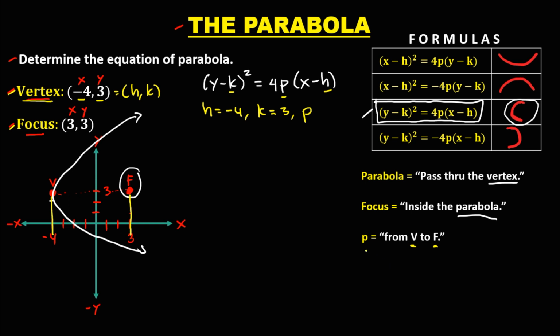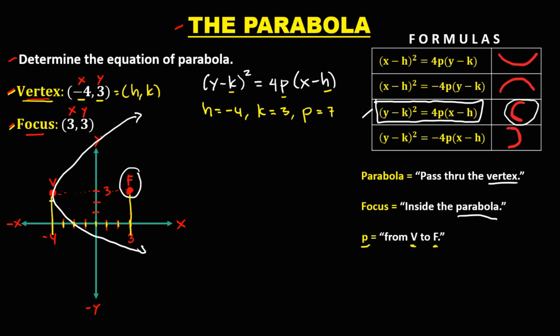So to find p, we're going to use the counting method, and in counting, you start counting on the next point. So from this point, you start counting on the next point. So we have 1, 2, 3, 4, 5, 6, 7. So therefore, p equals 7.